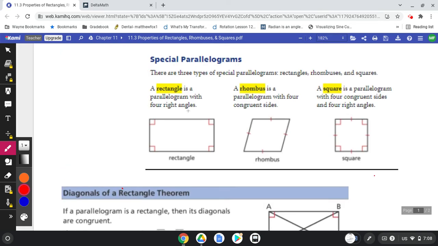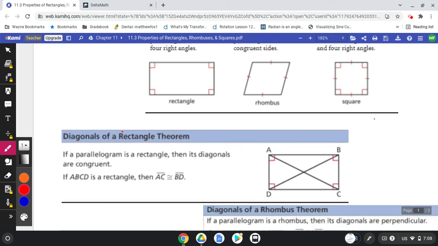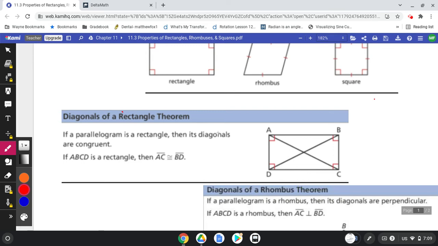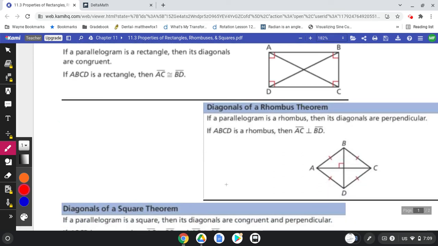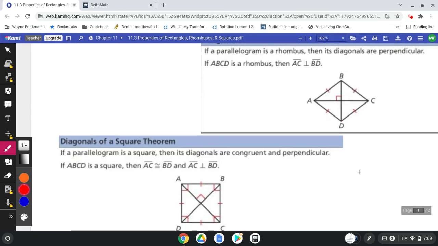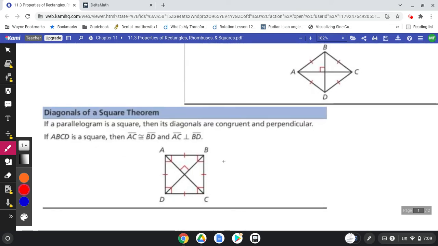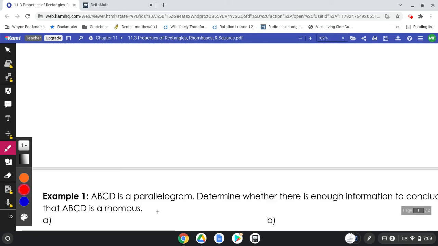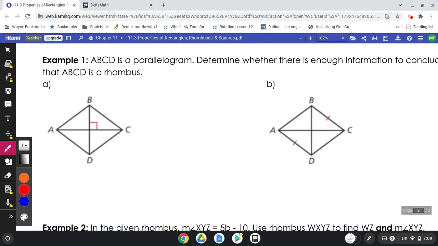So those are our three rules. Remember, a rectangle is a parallelogram with four right angles. A rhombus is a parallelogram with four congruent sides. A square is a parallelogram with both of those, four congruent sides and four congruent angles that are right angles. The rectangle, meanwhile, has diagonals that are congruent. The rhombus has diagonals that are perpendicular, and the square has diagonals that are both congruent and perpendicular.